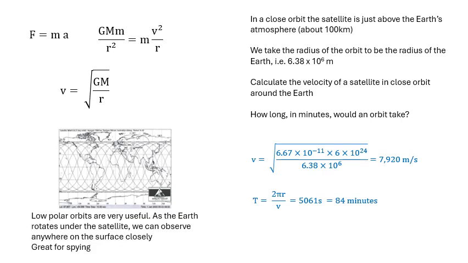This is a close orbit. A close orbit that goes above the poles is very useful because then, as the Earth rotates underneath the orbit, you can look at all the different bits on the Earth. Very good for spying on people, I have found. Great for spying.